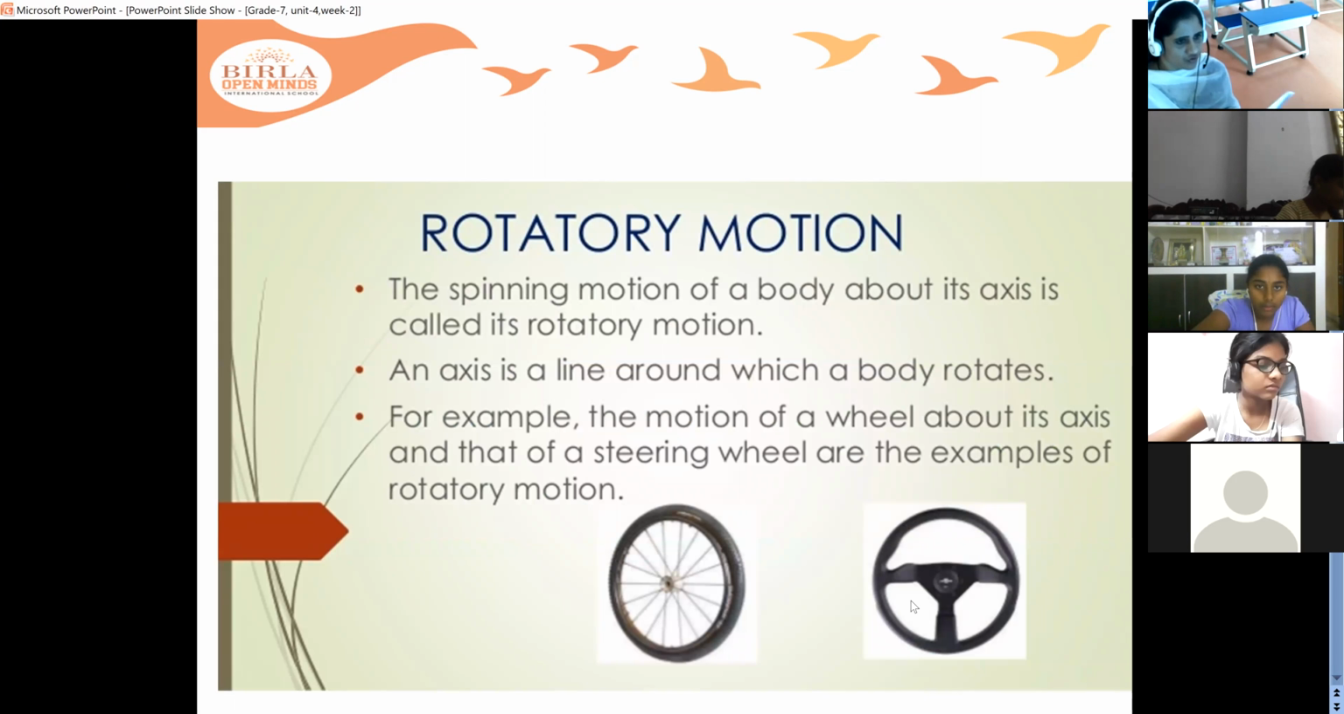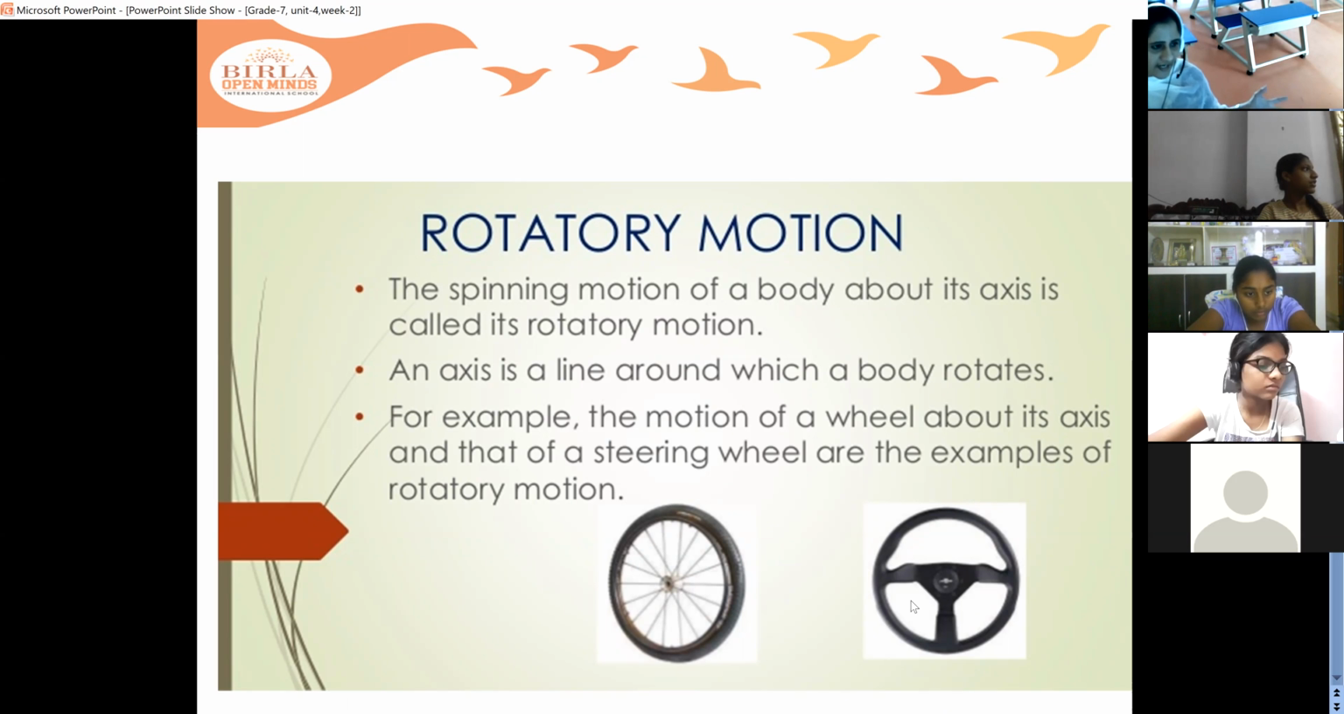So the spinning motion of a body about its own axis is called rotatory motion. Examples of this are the steering wheel of a car and the wheel of a bicycle. They show rotatory motion, and even the fan, which you can see in your house, shows rotatory motion. The motion of an object is said to be rotatory if the particles of the body are moving in concentric circles about its own axis.